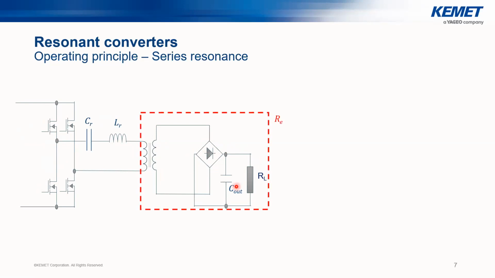A typical way to make the link between this and the resonant circuit is to have an equivalent circuit of all this part that we are putting here in the square. Several studies have shown that this can be achieved by representing it with an equivalent series resistance, which is dissipating the same power as the load RL.